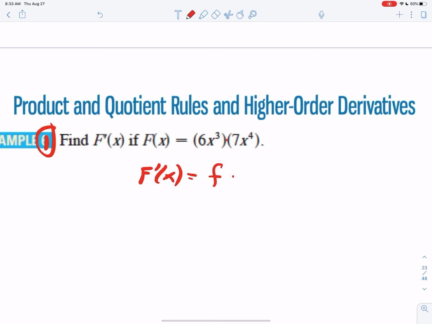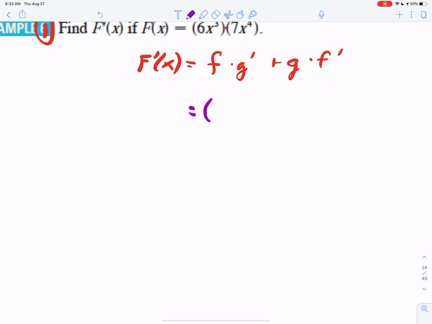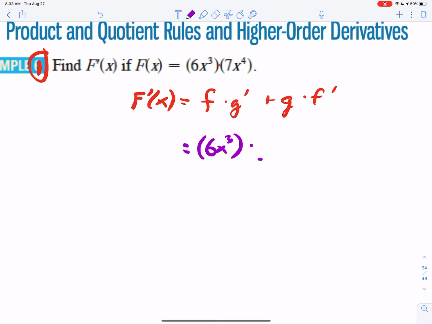It'll be f g prime plus g f prime. First times derivative of the second plus second times derivative of the first, okay? And again, you keep doing it, and once it sticks, there's no need to write it anymore. But I'll leave that up to you guys, okay? So what happens here is the first is just 6x cubed. So first is 6x cubed times the derivative of the second, I'll just leave that blank, plus the second, which is 7x to the 4th, times the derivative of the first.